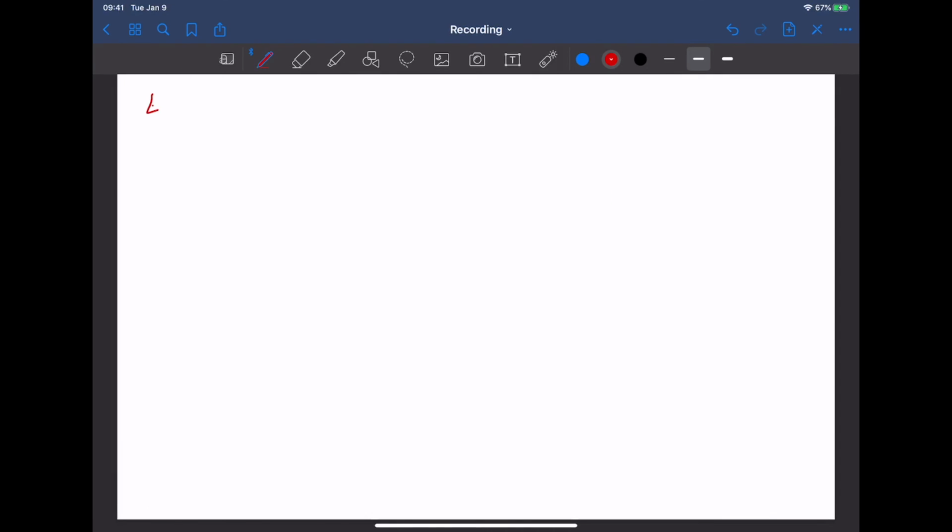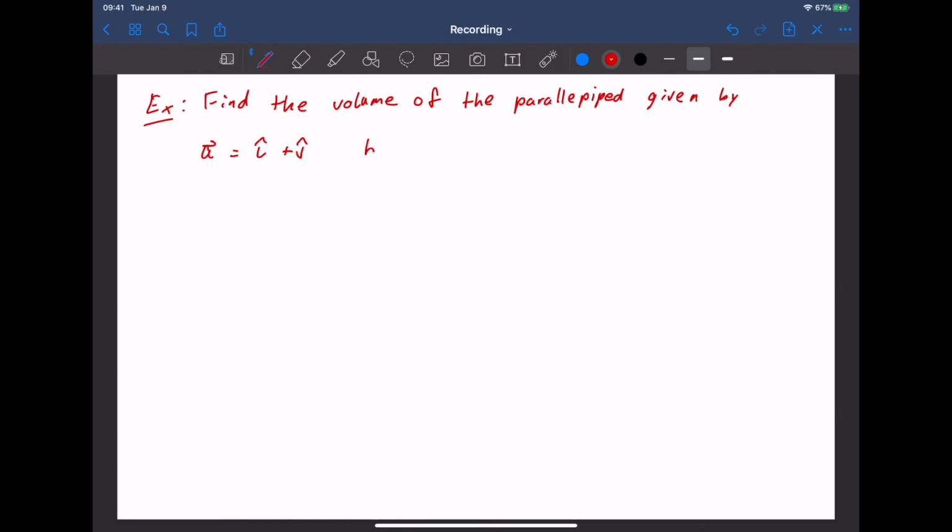So find the volume of the, I'm going to say it one more time, parallelepiped given by A equals I plus J, B equals J plus K, and C equals I plus J plus K.